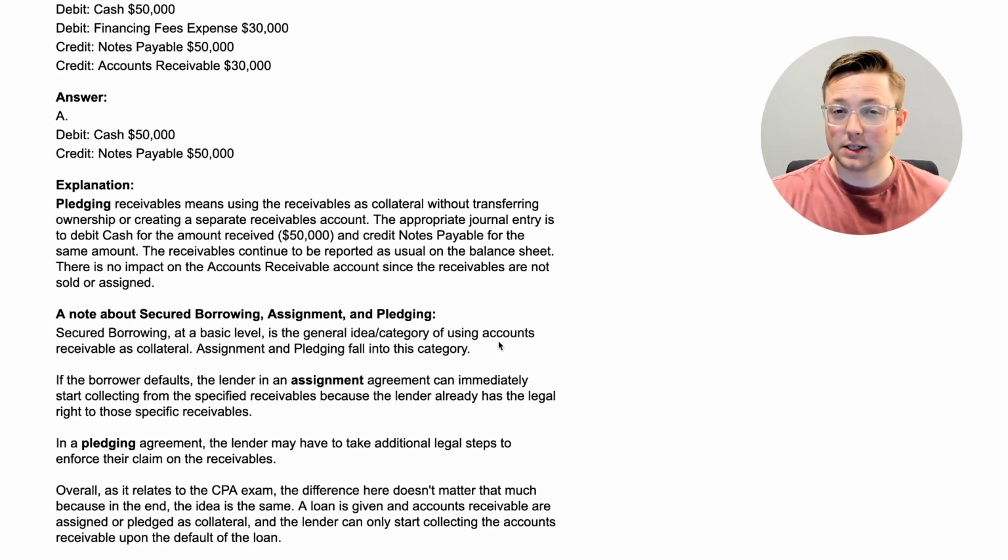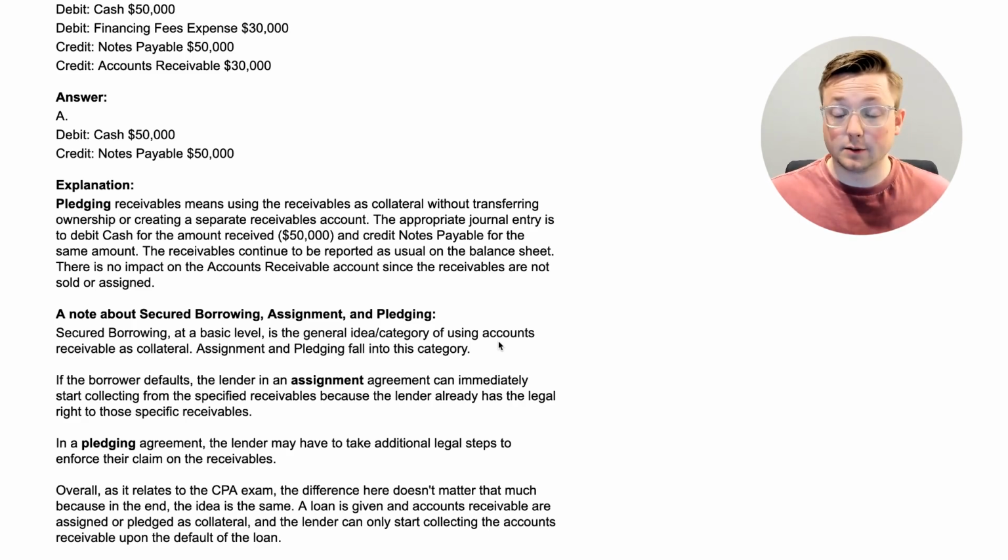So assignment and pledging seem to fall into this category. When it says that in the blueprint, secured borrowing really is just talking about what assignment and pledging are, which is using your accounts receivable as collateral to get a loan. So secured borrowing, as far as that definition goes, is kind of just a broad categorization.